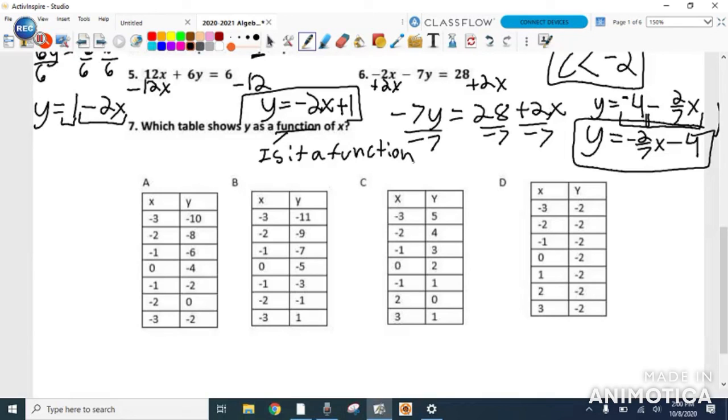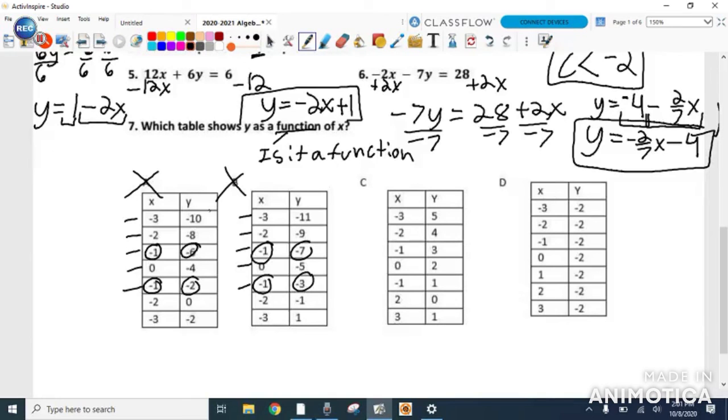I have negative 3, negative 2, negative 1, 0, negative 1. Oh, wait a minute. I already had negative 1 right here and a negative 1 right here, and they both equal different y's. This cannot be my answer. Same thing over here. Negative 3, negative 2, negative 1, 0, negative 1. I have negative 1 and multiple values that go with it. Not a function.